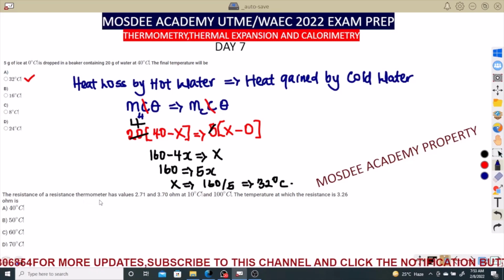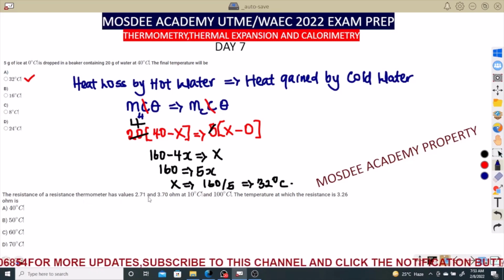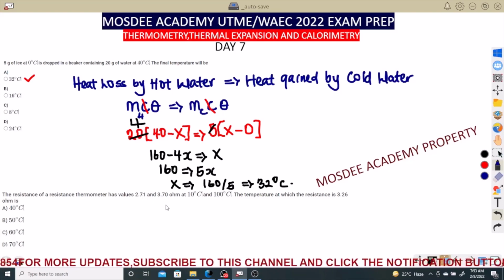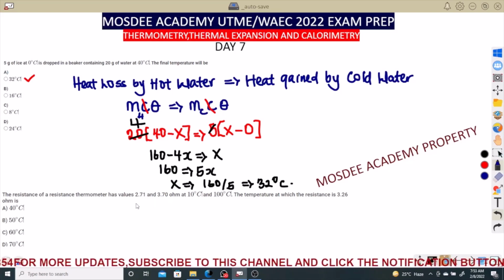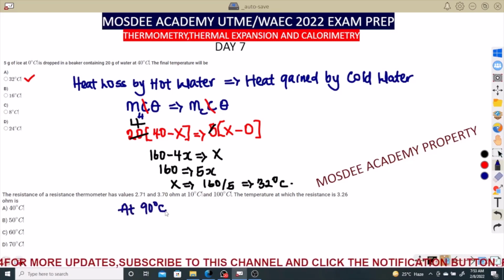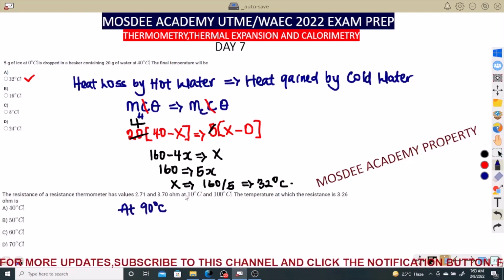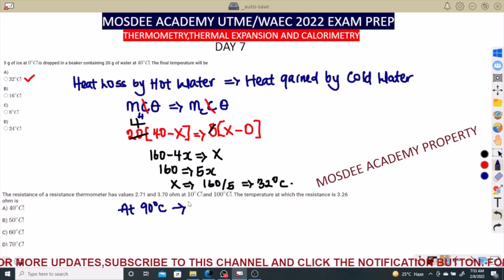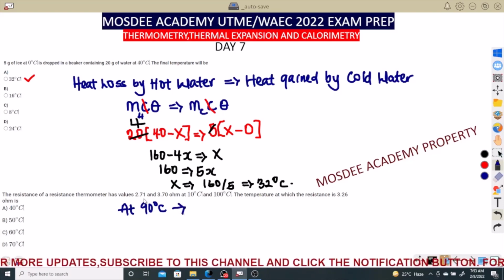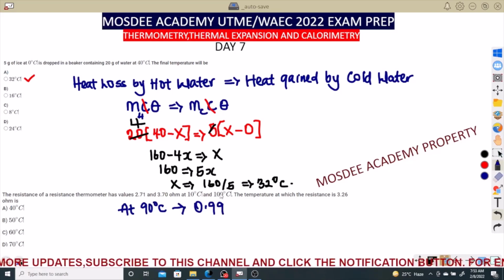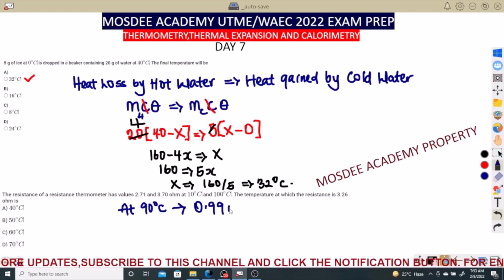Let me just help you with it. The resistance thermometer has resistances of 3.70 and 2.71 at these temperatures. Now, for the temperature difference, for example, at 90 degrees Celsius, how did I come about 90 degrees Celsius? I subtracted 100 minus 10. That is the change in temperature, so the change in resistance will also be 3.70 minus 2.71, which should be 0.99, if I'm not mistaken. So at 90 degrees Celsius, the change is 0.99 ohms.